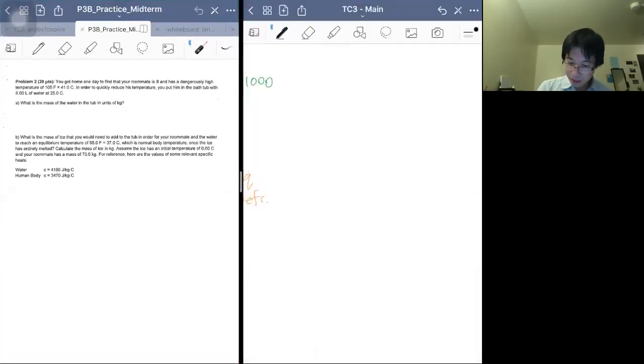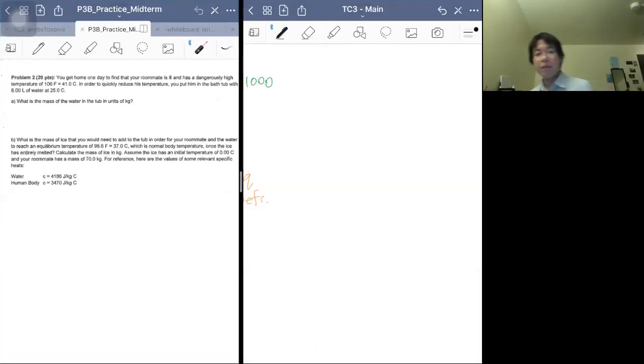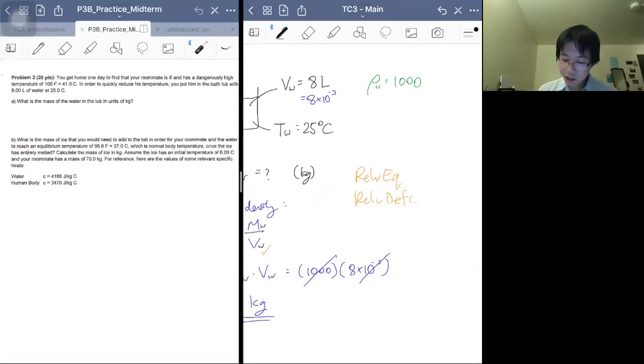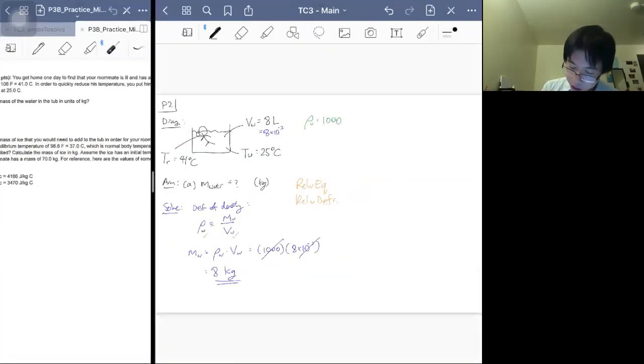Now we move on to part B. Sometimes you need to draw a new diagram for part B if anything changes in the situation. Sometimes you don't. Let's see. If the situation doesn't change, we don't have to redraw things. So what is the mass of ice you would need to add to the tub in order for your roommate and the water to reach an equilibrium? Okay, so let's do it bit by bit. Mass of ice you would need to add. Okay, so I'm adding ice. Actually, I don't need to change the diagram. I just need to add a second part to my diagram.